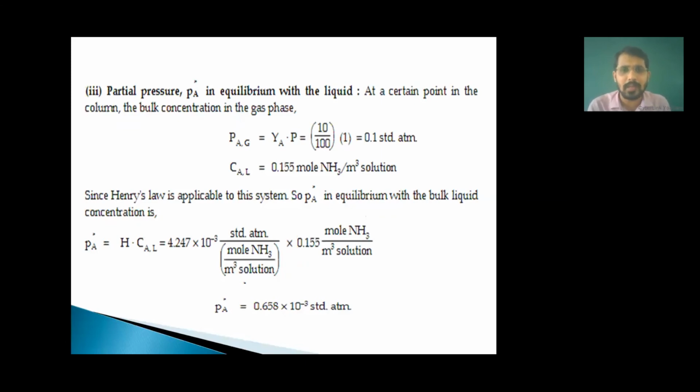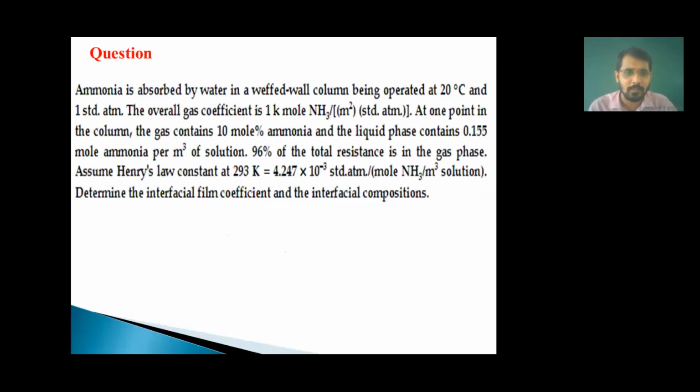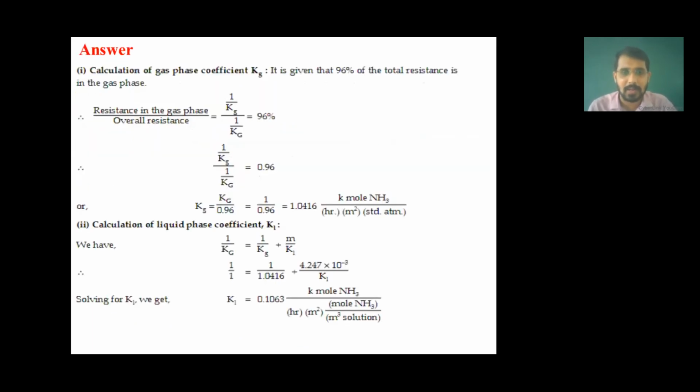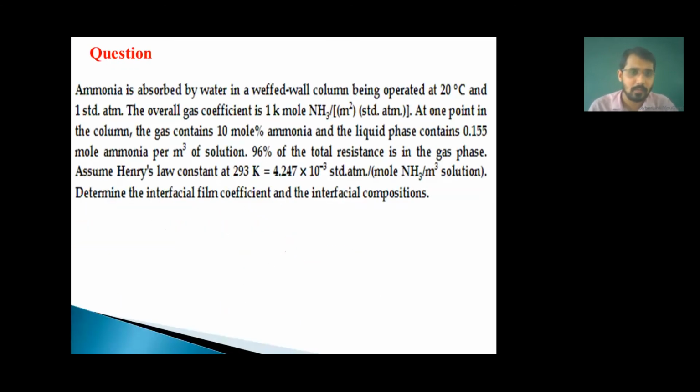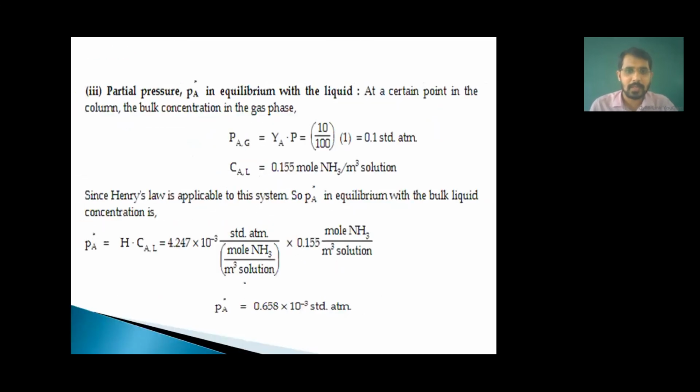So YA into P. YA is equal to 10%. You can see in the question, the gas contains 10 mole % of ammonia. Component A is the ammonia. 10% of the ammonia means 10 divided by 100, into the total pressure, which is 1 standard atmosphere. Just put this value here, and you will get PAG equal to 0.1 standard atm.